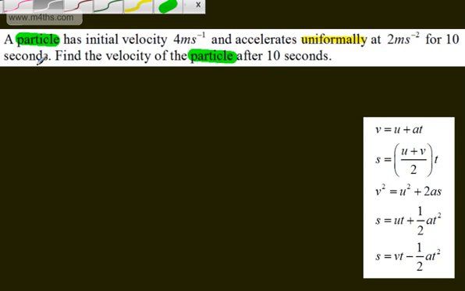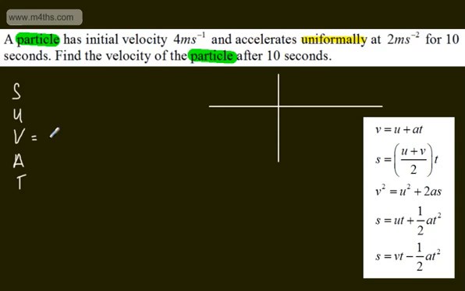So all I like to do is collect this up using SUVAT and decide which of these we need. So we want now the final velocity. That's what we're after, and I'm going to call that V. We're given the initial velocity, 4 meters per second. We're given the constant acceleration, 2 meters per second squared. We're given the time, and that's going to be 10 seconds.